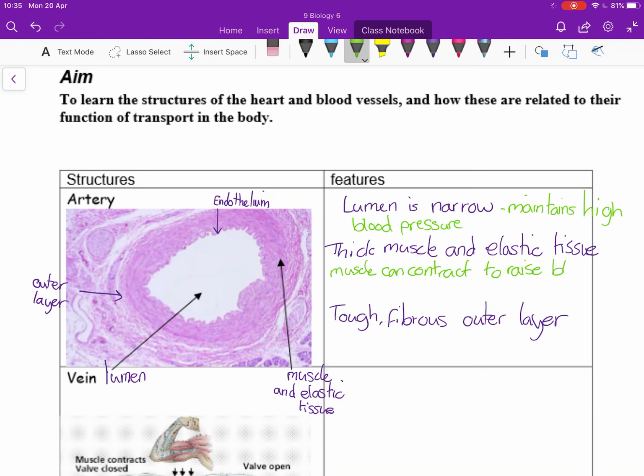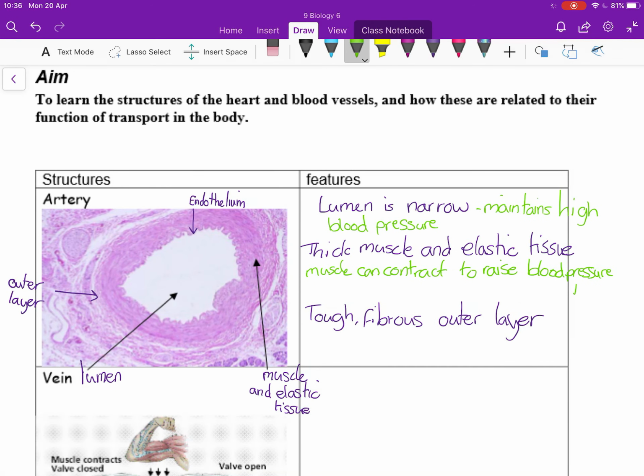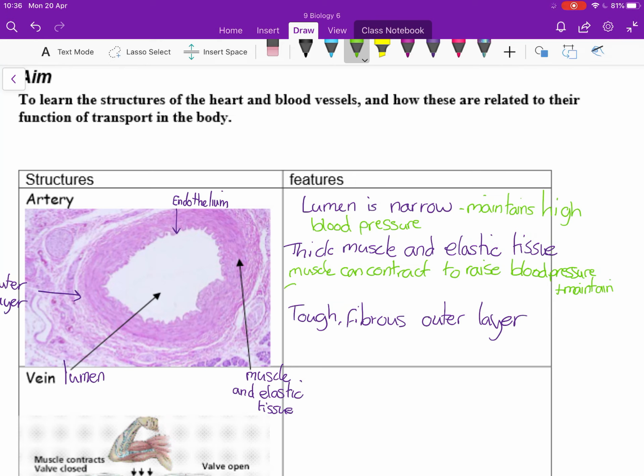Then that thick muscle and elastic tissue, in part, the muscle can contract, it can constrict, it can narrow the blood vessel to raise the blood pressure if it's starting to drop as the blood is getting further from the heart, which again contributes towards maintaining a high blood pressure in the arteries all the way to their destination.